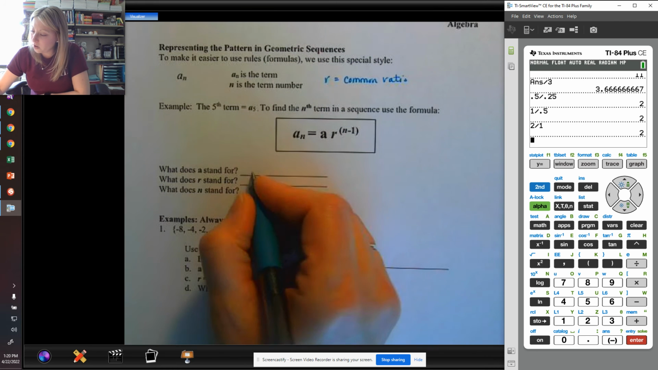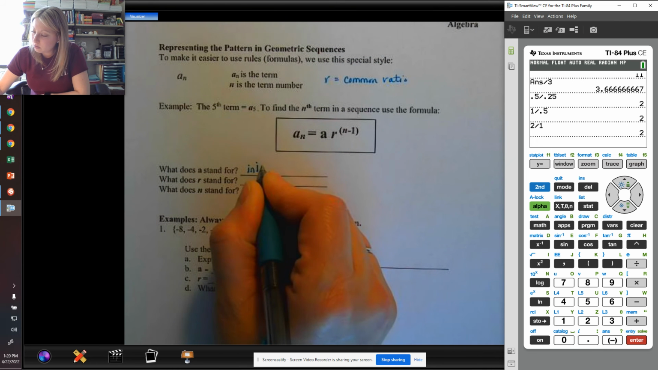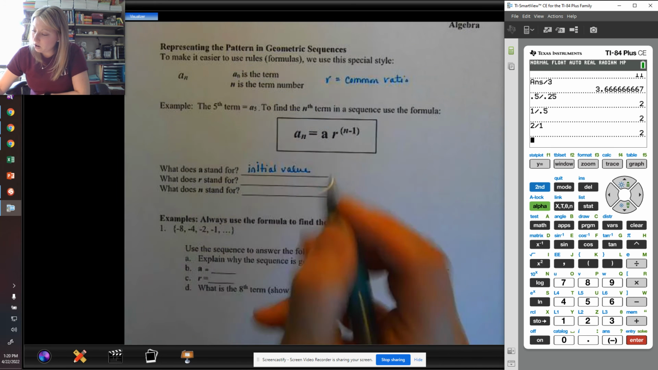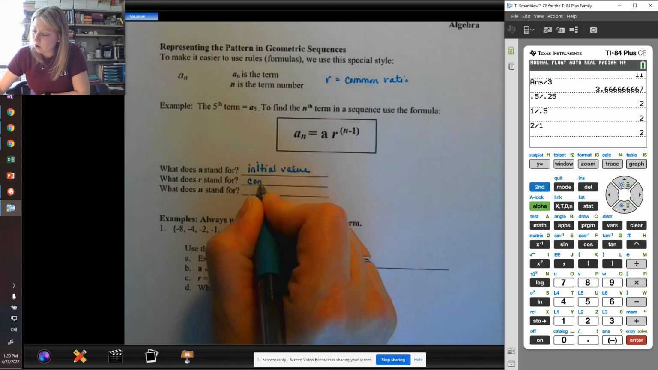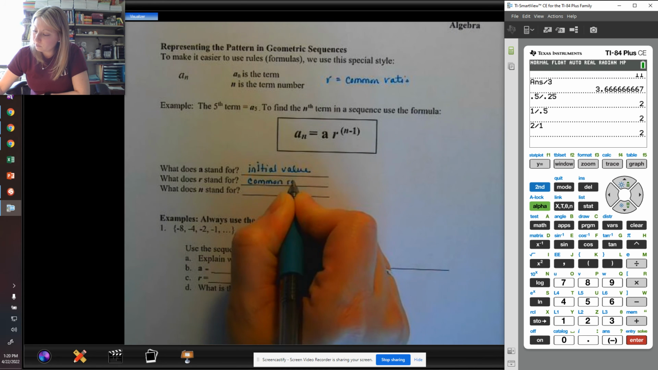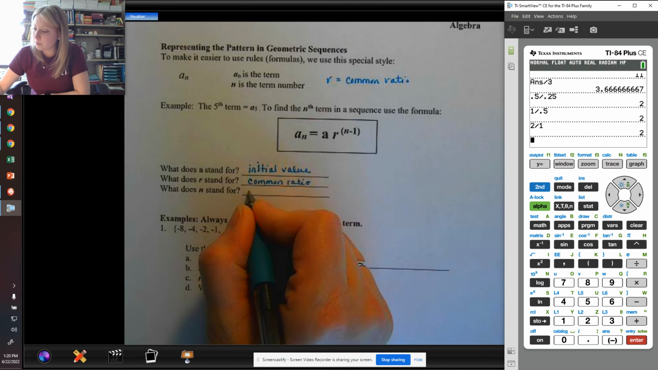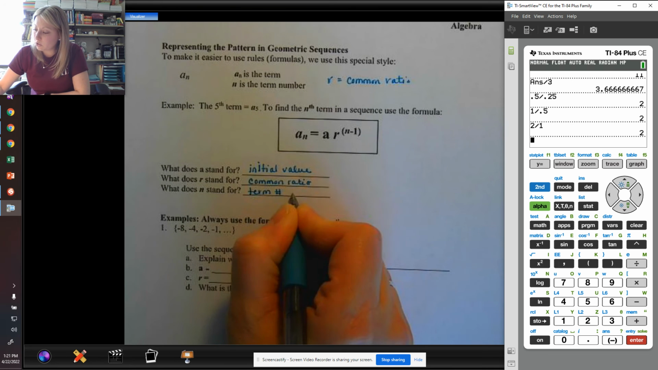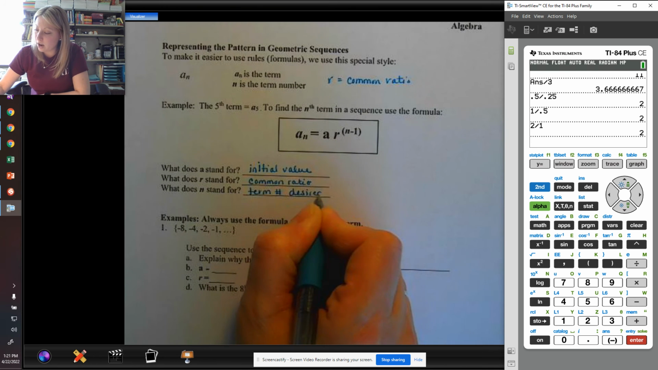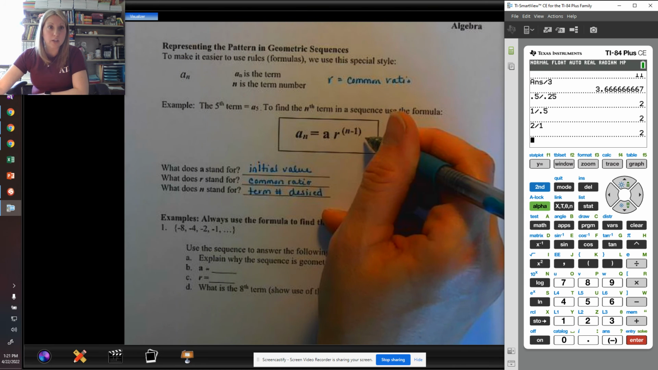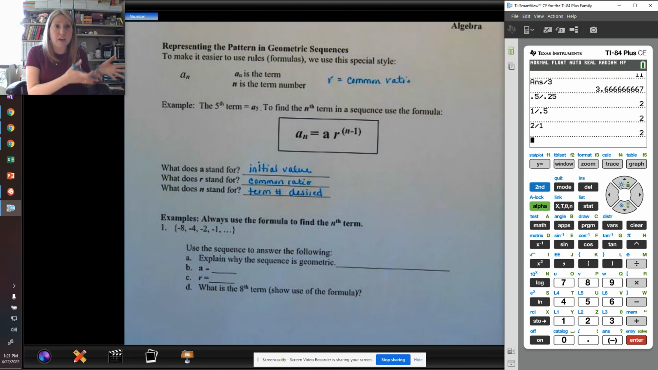So A stands for our initial value, and R stands for our common ratio. And n stands for the term number desired, the term number that I'm looking for. And notice that is in the exponent, confirming that this is modeled by an exponential function.